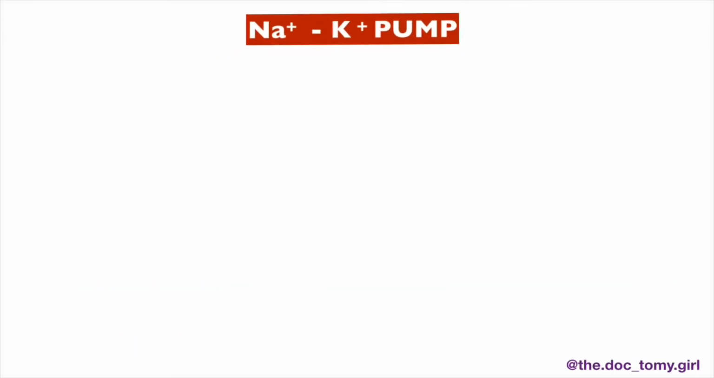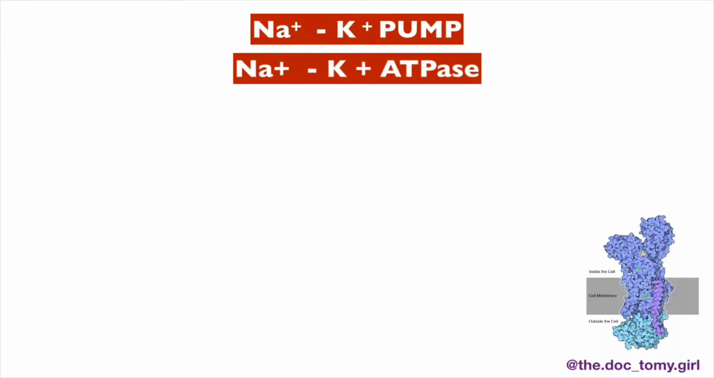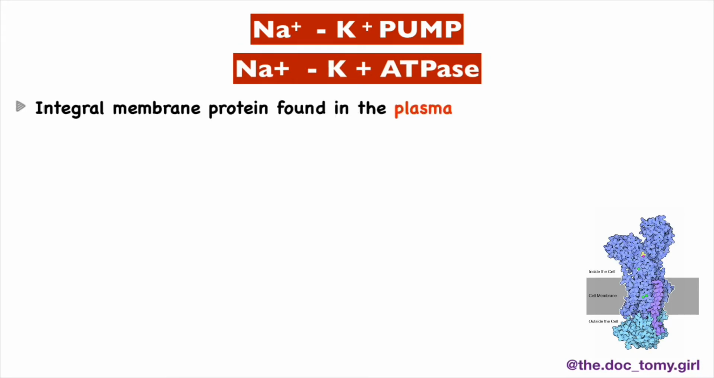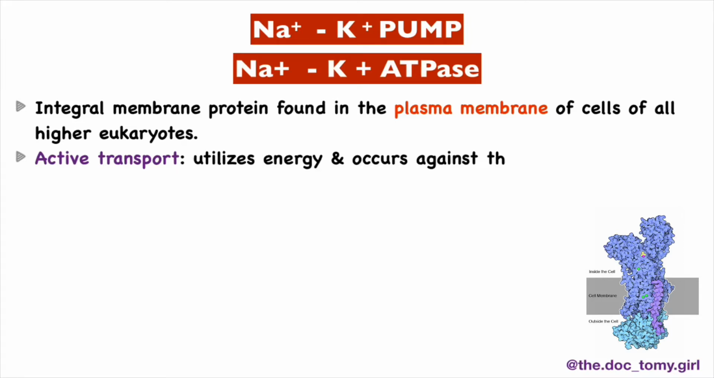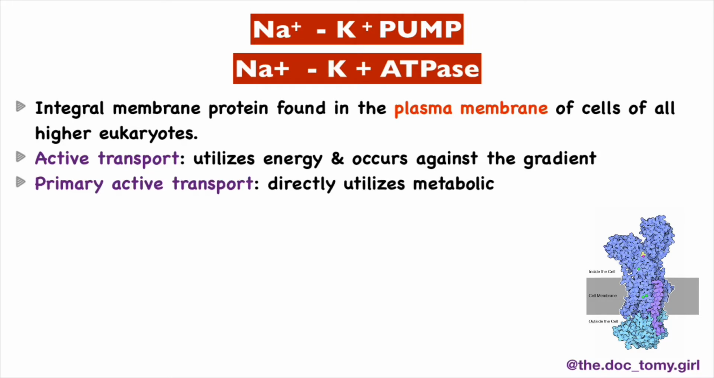Coming to the topic, the sodium potassium pump is otherwise known as the sodium potassium ATPase. It is an integral membrane protein found in the plasma membrane of cells of all higher eukaryotes. It is a type of active transport, which means that it utilizes energy and occurs against the concentration gradient. It is a type of primary active transport. That means it directly utilizes metabolic energy for the transport process.